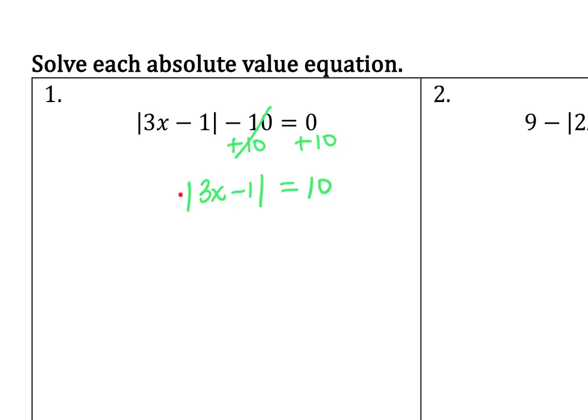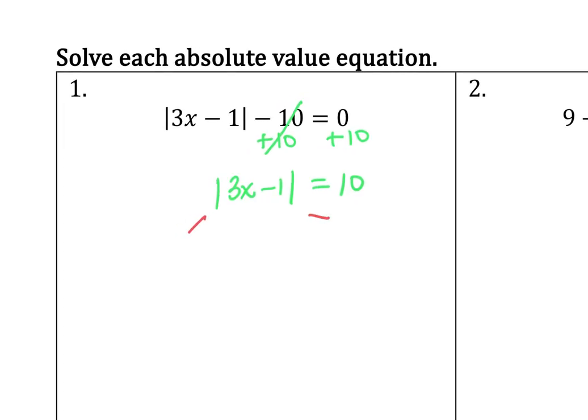And now that we have this absolute value bar isolated and it is equal to a positive integer, we're going to go ahead and separate this into 2 equations. And one of them is going to be 3x minus 1 is equal to 10. And then the second one is going to be 3x minus 1 is equal to negative 10, the opposite of that.